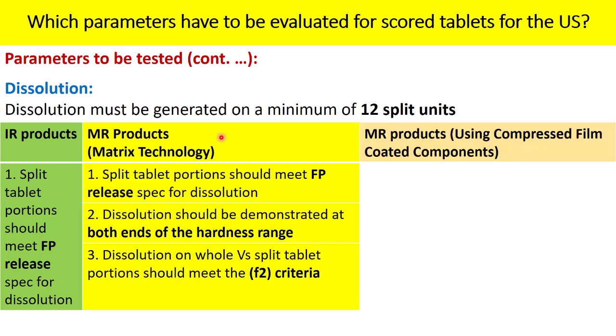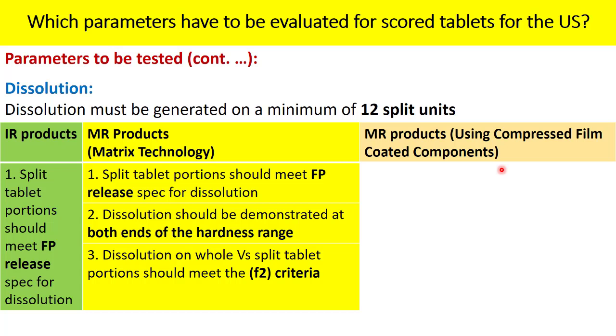The third category is again the MR product, but using compressed film coated components. Now you must have seen some of the products get manufactured with the MUPS technology. MUPS means what? Multi-unit particulate system. So you make the multi-unit particulate systems, which are also called pellets.